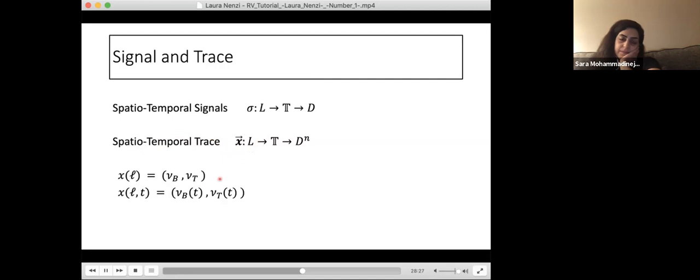So, for example, if you think again of the sensor network, the spatial temporal trajectory means to consider, for example, the value of the temperature in each location in time, and the value of the battery.